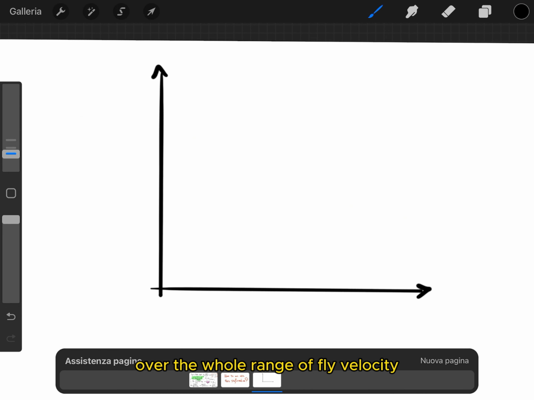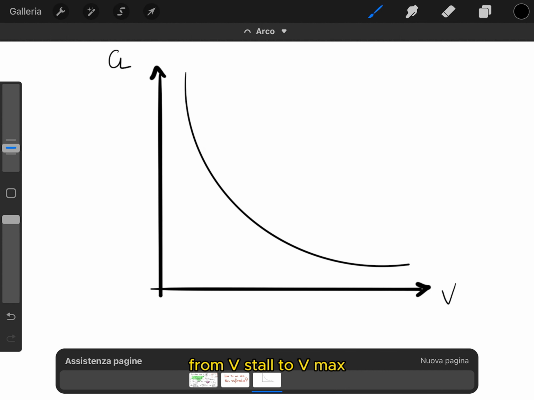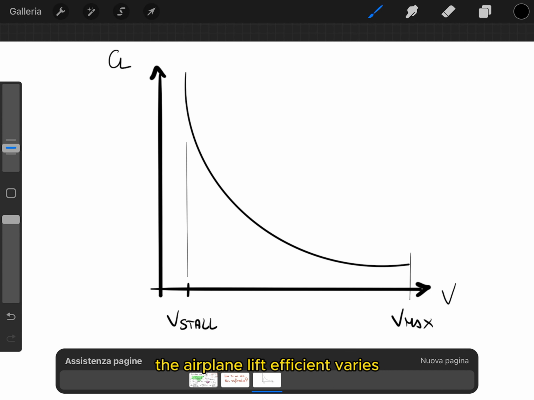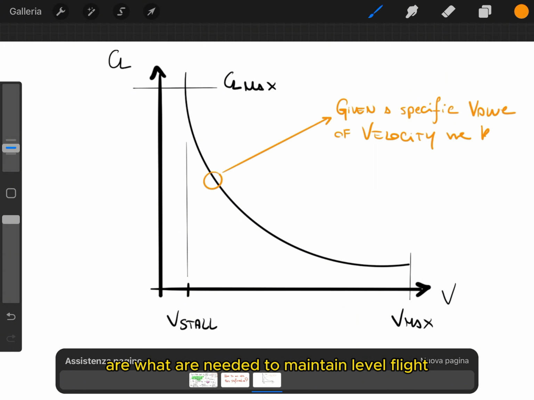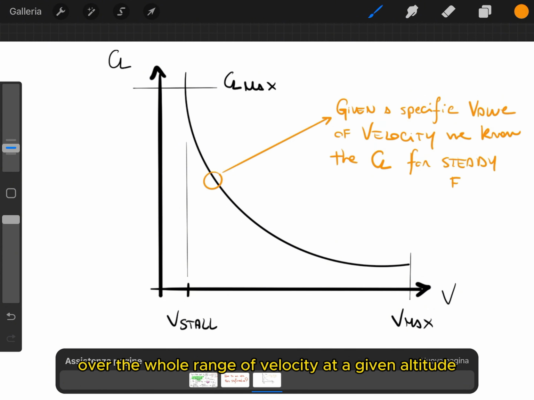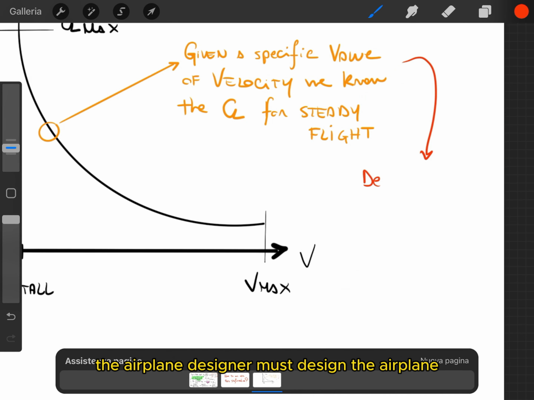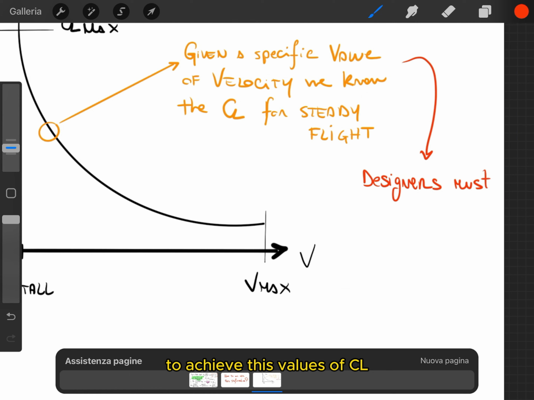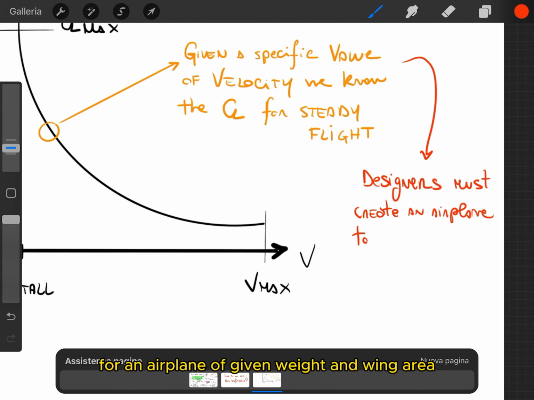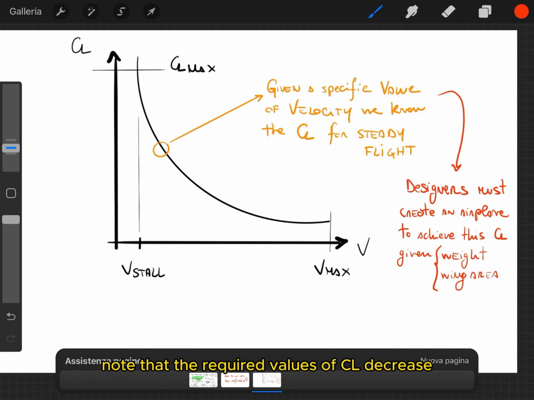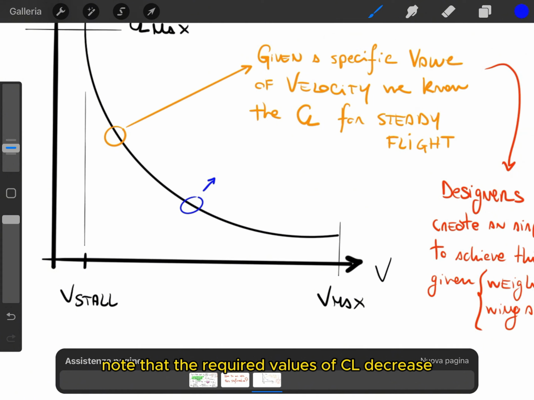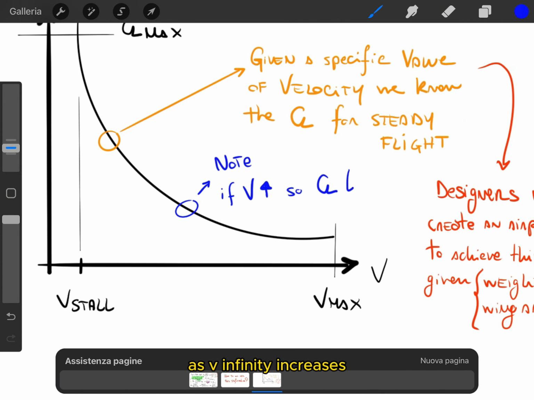Over the whole range of flight velocity from Vstall to Vmax, the airplane lift coefficient varies. The values of CL given by the curve are what are needed to maintain level flight over the whole range of velocity at a given altitude. The airplane designer must design the airplane to achieve these values of CL for an airplane of given weight and wing area. Note that the required values of CL decrease as V infinity increases.